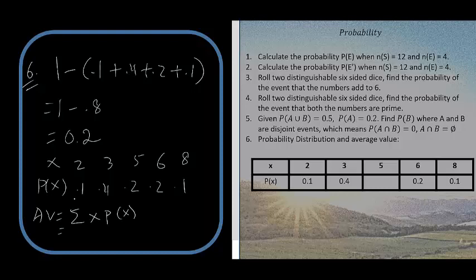Now the average value is simply the summation of x times p(x). So that means you say 2 times 0.1 plus 3 times 0.4 plus 5 times 0.2 plus 6 times 0.2 plus 8 times 0.1. Simplify all of this and that will be your answer.